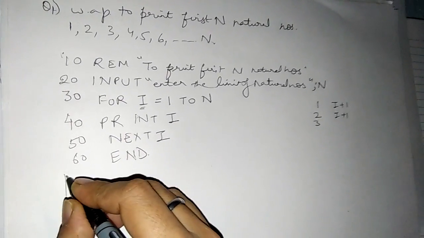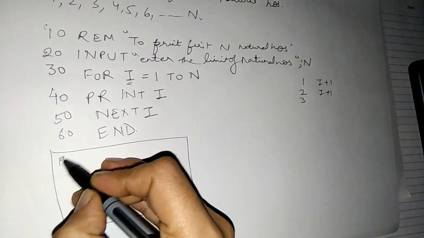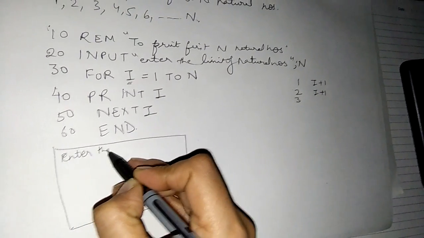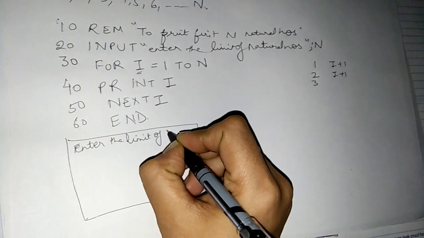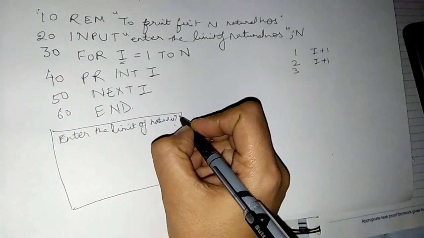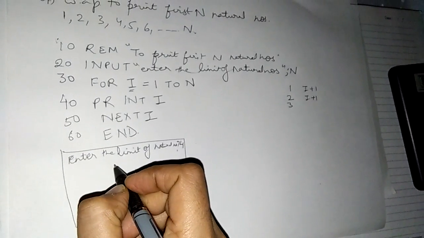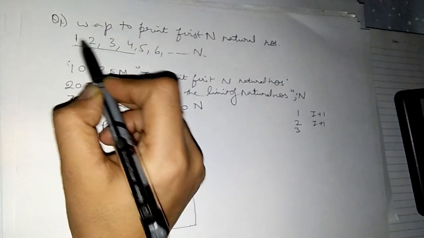Now how it will work? What is the output? I will take a small number so that I can show you the dry run easily. Enter the limit of natural number, question mark. Suppose I have given 4. It means I want the program to print the first 4 natural numbers, from 1 to 4.